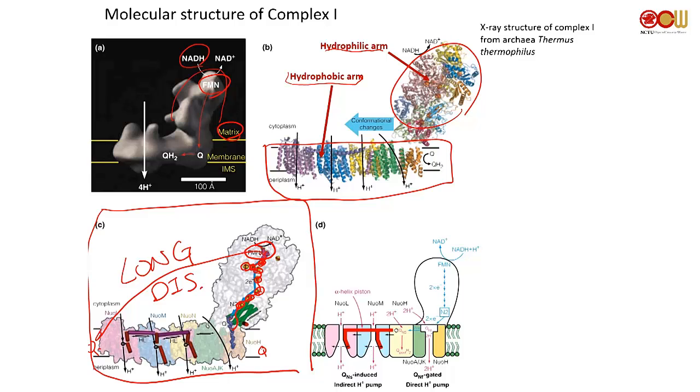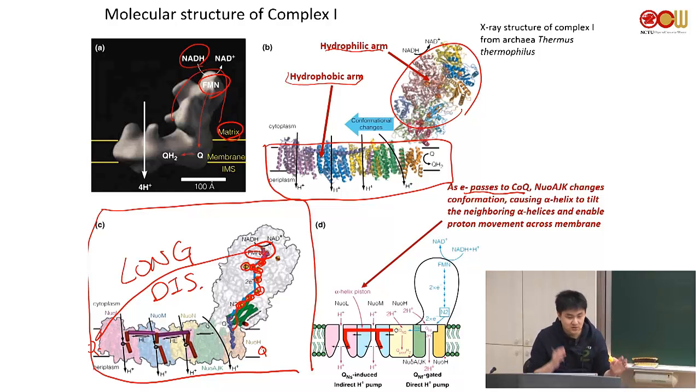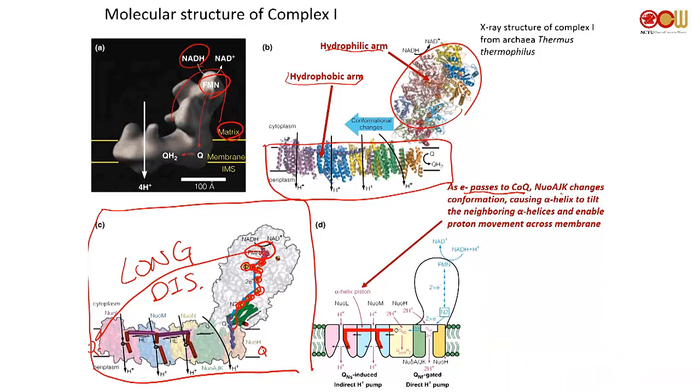If they're physically close to each other, then you can pass the electrons. Now, when you finally get the electrons onto Q, as the electron passes to Q, you have these subunits called NUOHK. You don't have to memorize that. You just have to know that these are functional subunits of complex 1 that are going to change conformation, and will cause an alpha helix to tilt the neighboring alpha helices and enable proton movement across the membrane.